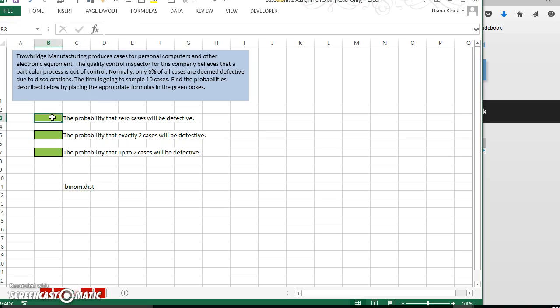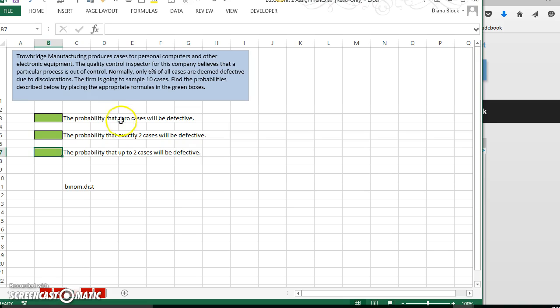You're going to enter that here, and you're going to follow those instructions on page 40 to know where to put in your 6%, your 10 cases, and put all the information into the function correctly, and Excel will then calculate for you the binomial distribution, the probability that no cases will be defective. Then you'll use that function again to determine the probability that exactly 2 cases will be defective. And then you'll use that again to determine the probability that up to 2 cases will be defective.